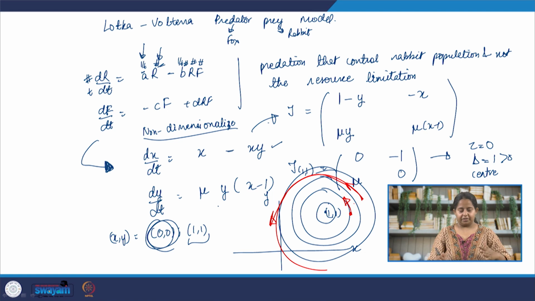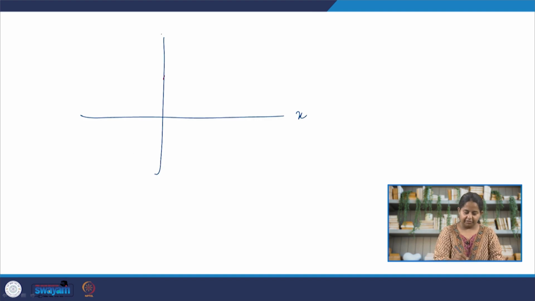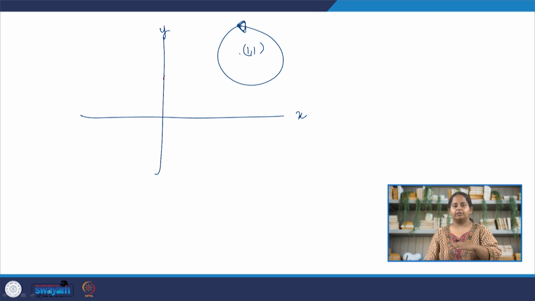This is what the model predicts. Let's see what we actually see in the environment and in our real life. What we see in real life looks something like this. So let's say we have x here and y here, and this is (1, 1), and this is our original circle, because (1, 1) is the center. If foxes and rabbits begin here, they go around in the circle.